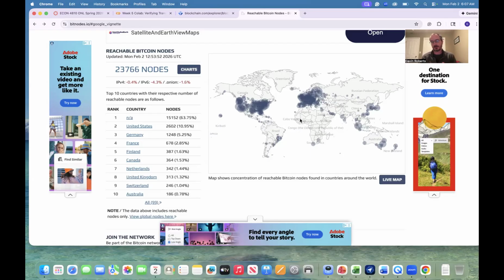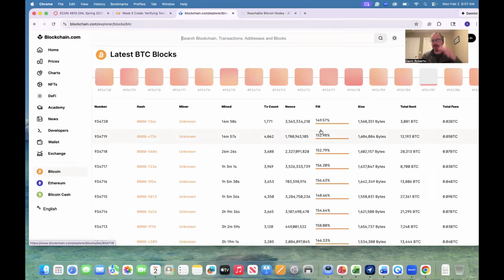Instead of banks storing records of transactions, all of these different Bitcoin nodes are storing those records. They're also doing things like verifying transactions, which is what banks do. They're also trying to figure out the order of transactions, which we'll talk about more in this lecture.